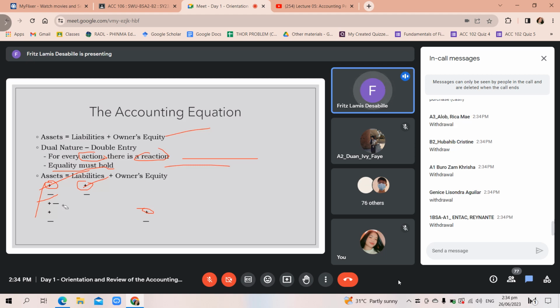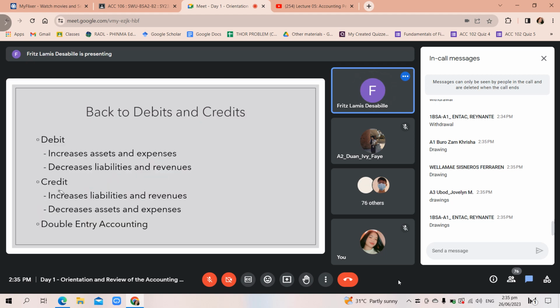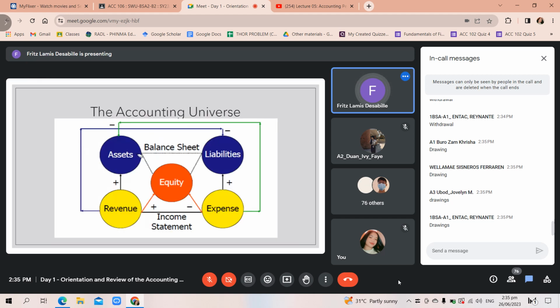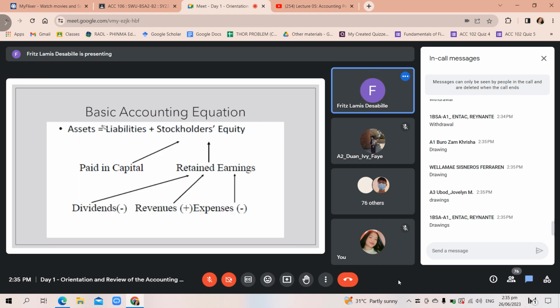Or another term ana, kung i-apply na siya sa corporation, unsay term sa corporation guys? Dividends. Corporation, walay drawing ang corporation guys. Dividends na siya. Sige, later discuss ana. So back to debit and credit. So debit increases asset, expenses, na-discuss na siya nato. Okay na siya.